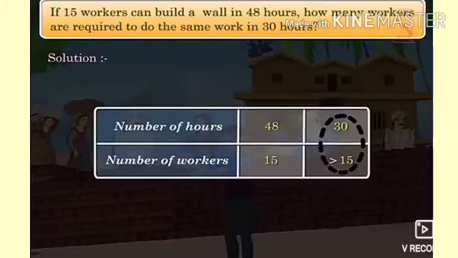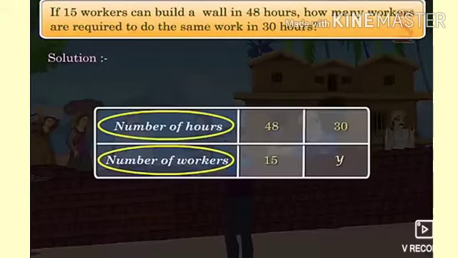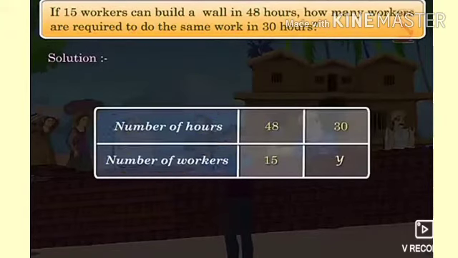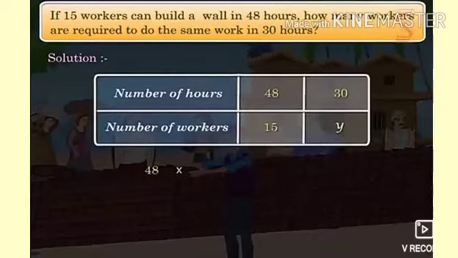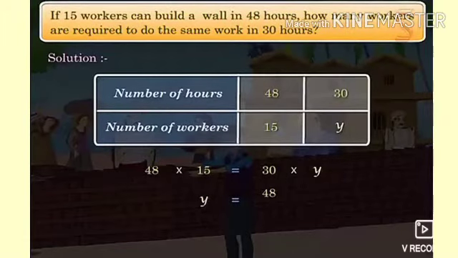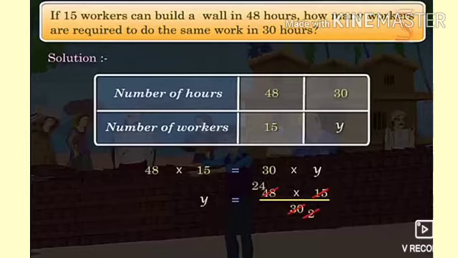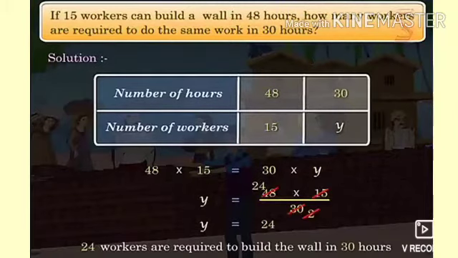Assume number of workers required to build a wall in 30 hours as y. As the number of workers and the number of hours are in inverse proportion, we have 48 into 15 is equal to 30 into y. Now y is equal to 48 into 15 divided by 30. By simplifying, we get y is equal to 24. So 24 workers are required to build the wall in 30 hours.